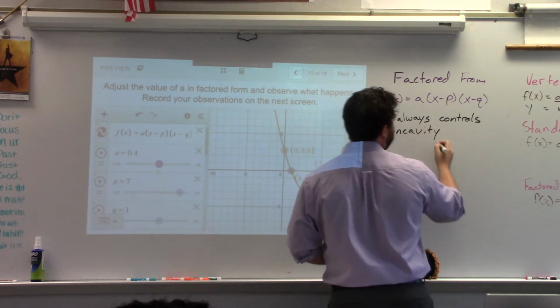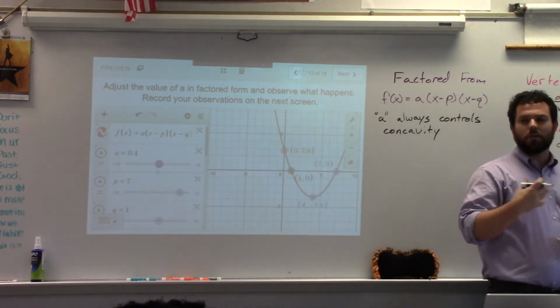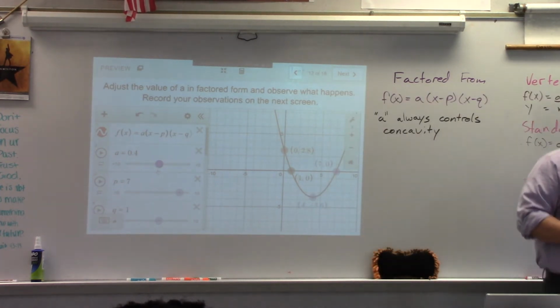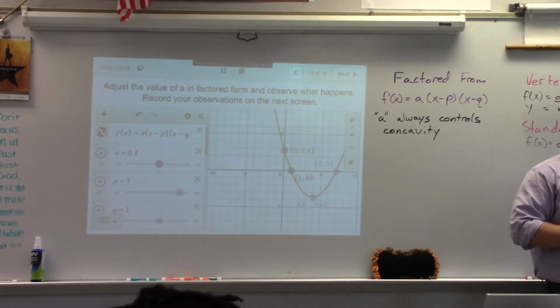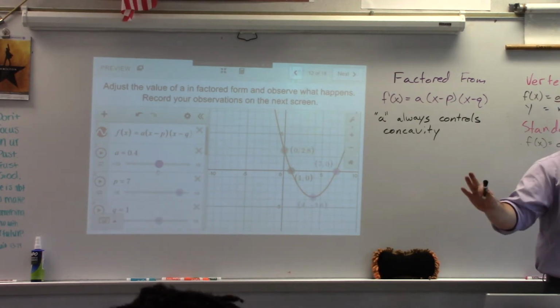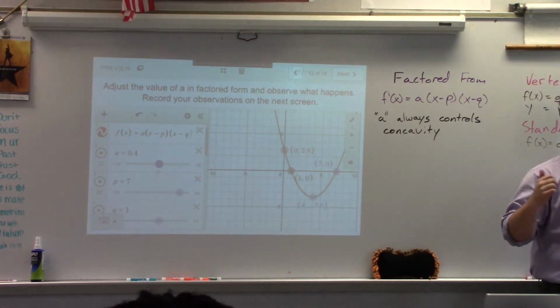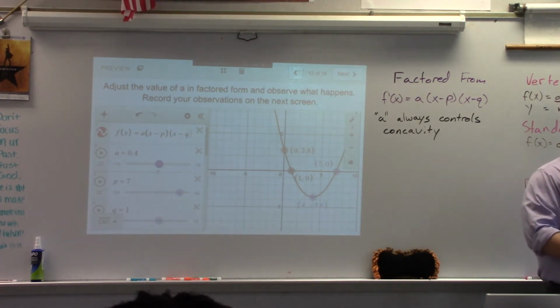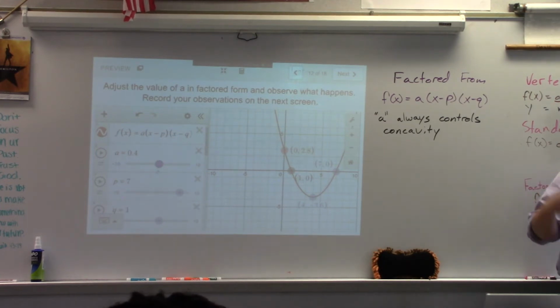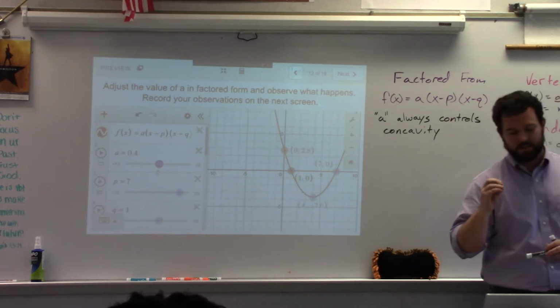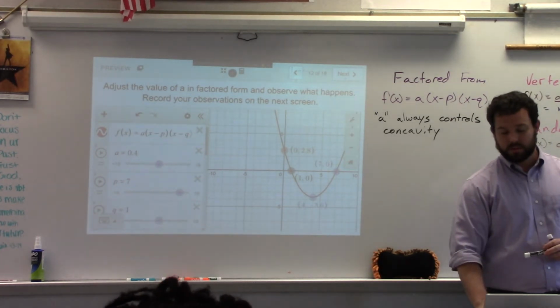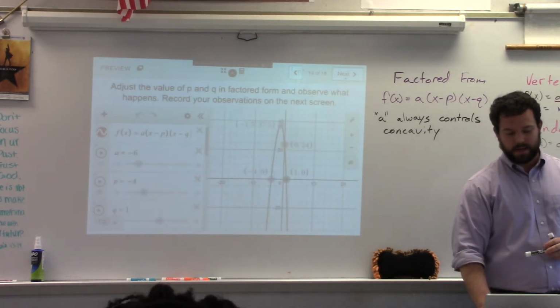Concavity. Please note, I'm not going through the whole detail of when A is positive, it's concave up, and when A is negative, it's concave down, because that's exactly what you've said for the last 2 times, right? Nothing has changed. It's the same in the vertex form, it's the same in the standard form. When A is greater than 0, it's concave up. When A is less than 0, that parabola is concave down. So those are notes that we should have written down about A.